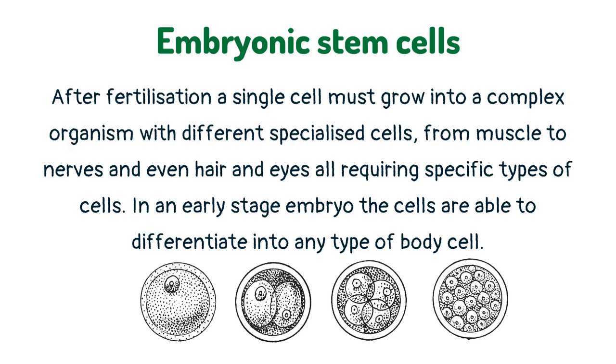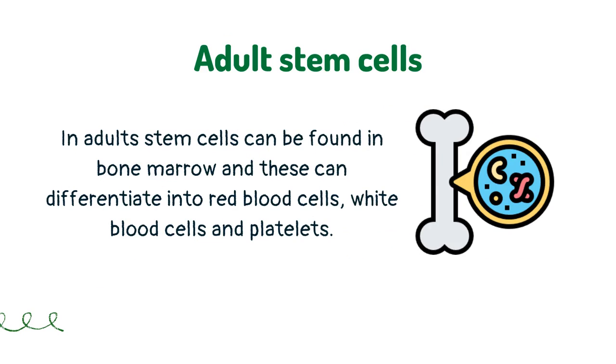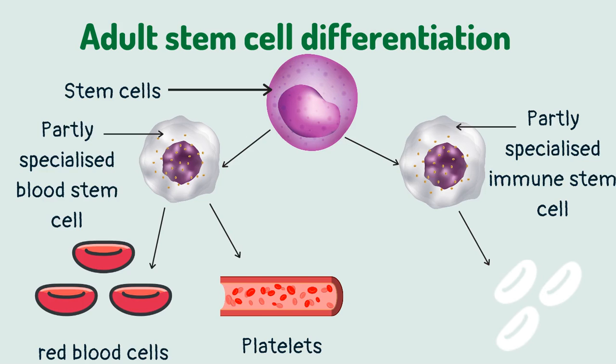In an early stage embryo, the cells are able to differentiate into any type of body cell. In adults, stem cells cannot differentiate into any kind of cell but only into the kinds of cells that are found in the organ where the stem cell is found. In adults, stem cells can be found in bone marrow, and these can differentiate into red blood cells, white blood cells and platelets. Study the diagram to familiarize yourself with how stem cells differentiate in adults.